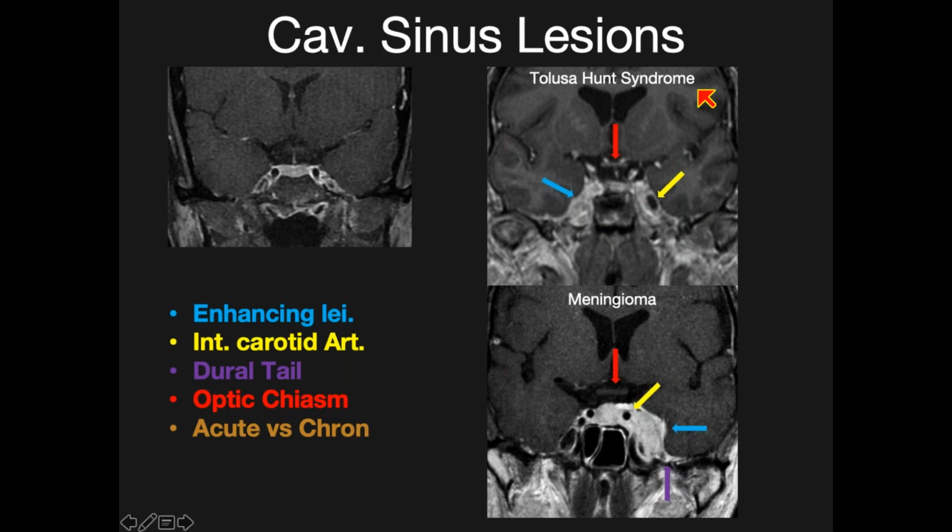And this is a classic example of Tolosa-Hunt syndrome. This is entirely reversible. The patient receives steroids, and on follow-up imaging, you can see that the right cavernous sinus becomes quite normal.